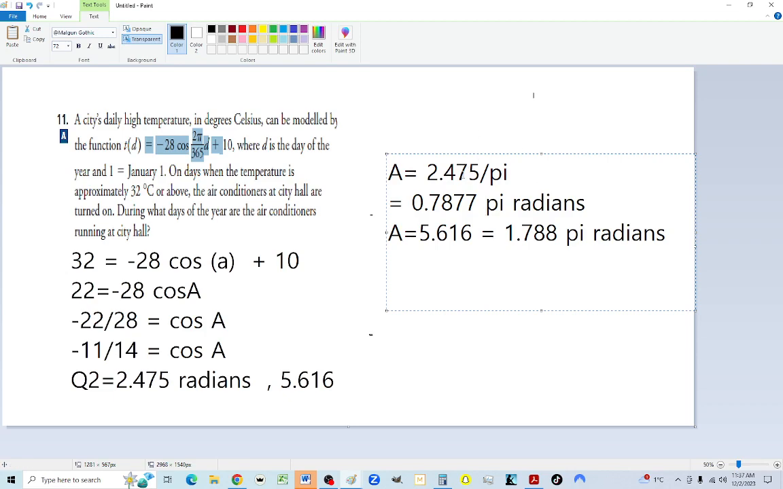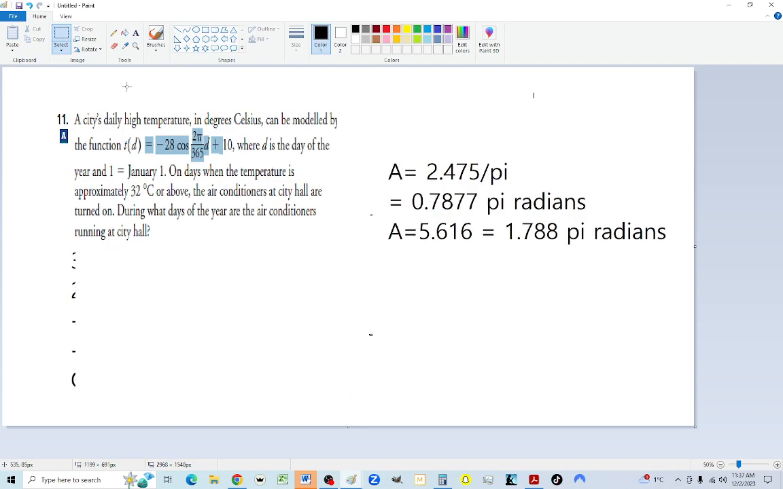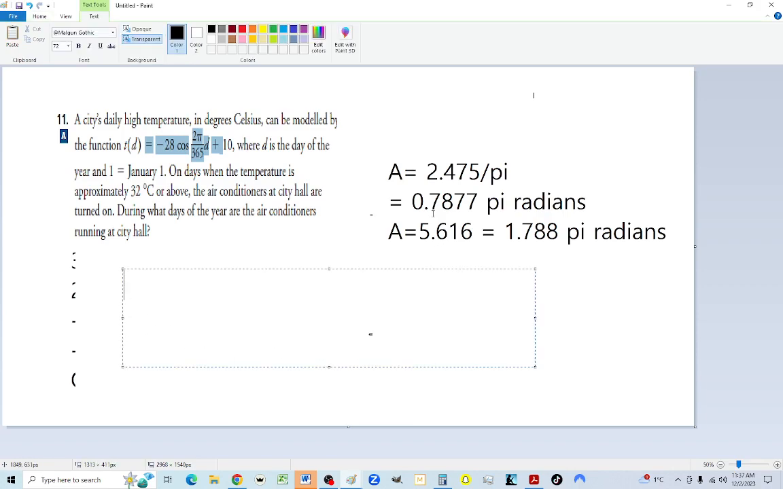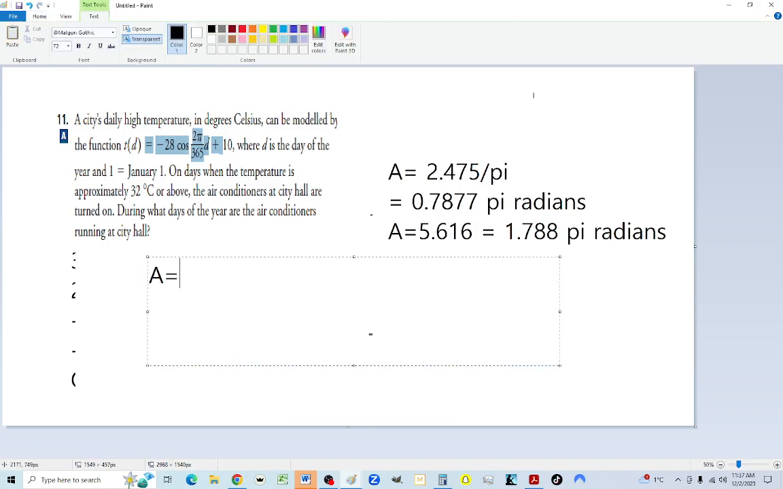Now that we have it in pi radians, we can put them both back into the equation. And here's why. It's kind of stupid because we're ending up solving it. Now that we know angle is this and angle is that in pi radians, we can now put it back. Remember that angle is equal to 2 pi over 365 times d, the converted version. So now we put the first one, 0.7877, is equal to 2 pi over 365. And it's d, so we're trying to figure out d.